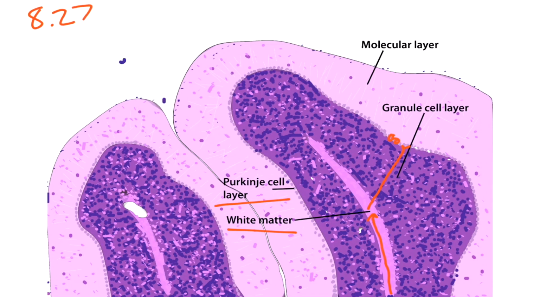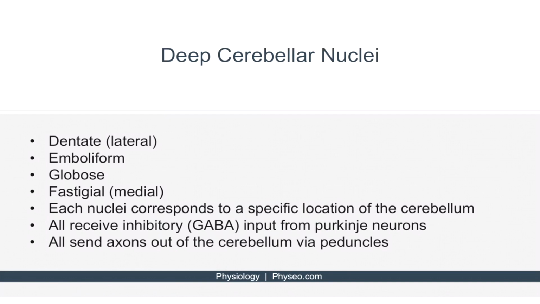And these Purkinje neurons, if they are to send a signal out of the cerebellum, will send their signal to the deep nuclei of the cerebellum. Before we talk about these deep nuclei, just remember that the Purkinje neurons are the only output of the cerebellar cortex. Now granted, this is a little simplistic and the cerebellum is a little bit more complex than that. However, for Step 1 purposes, just think that the output from the cerebellum is through these Purkinje neurons. So now let's talk about these deep cerebellar nuclei.